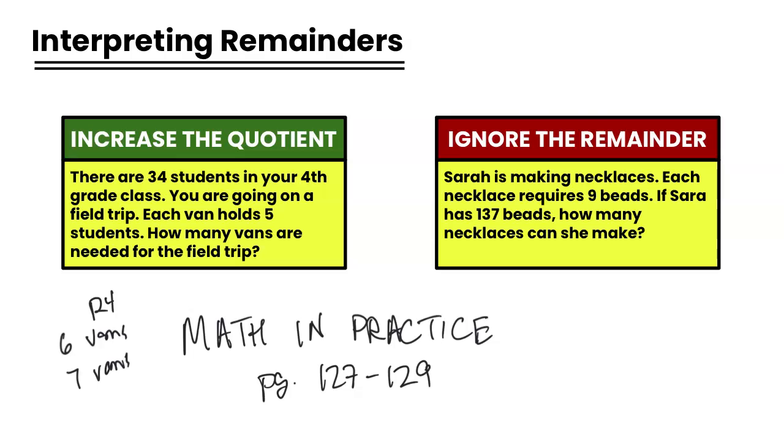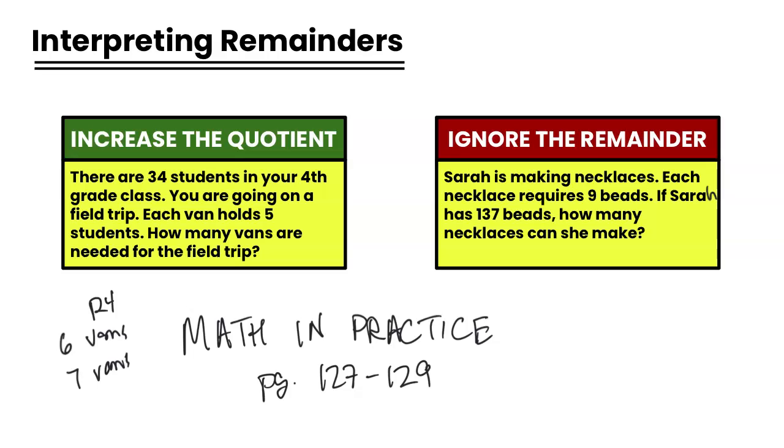Then compare and contrast that with the other problem that Sarah is making necklaces. Each of those necklaces requires 9 beads, and if Sarah has 137 beads, by the way, I'm not sure why Sarah lost the H on the end of her name in the second sentence, but you can go ahead and correct that on my slides. If Sarah has 137 beads, how many necklaces can she make?